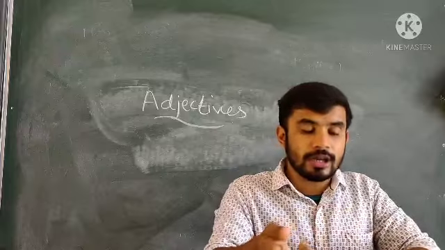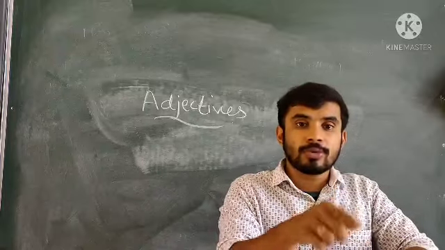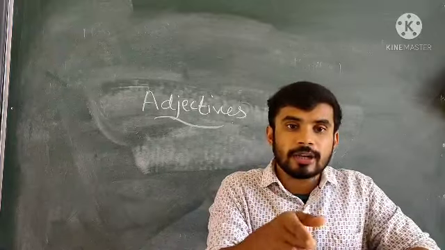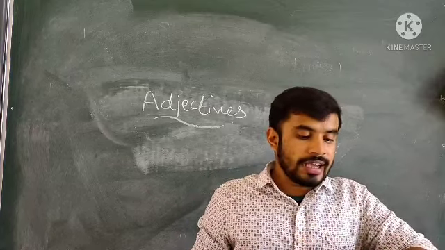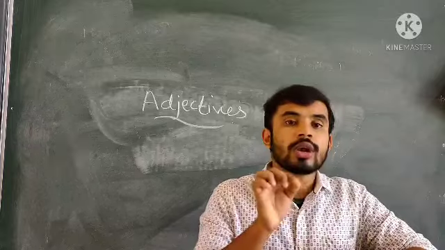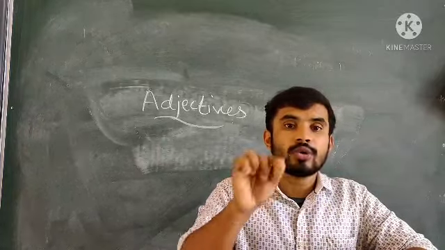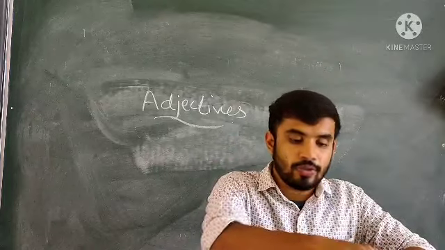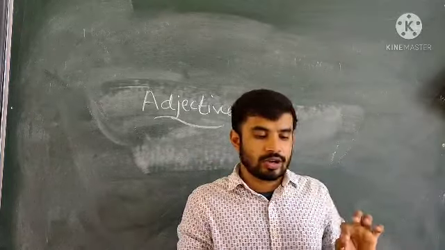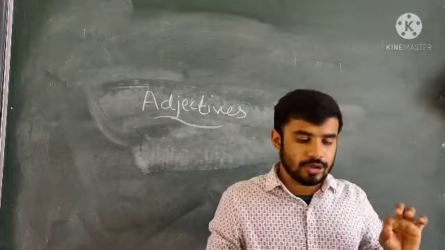So what is the first form? Large. That is the positive form. Larger is the comparative form, and what is the superlative form? Largest. See the next one. The air in the hills is purer. Pure, purer, purest. So purer, that's the comparative form. Purer than in the city. That's only when unequal comparison comes. These are the examples.